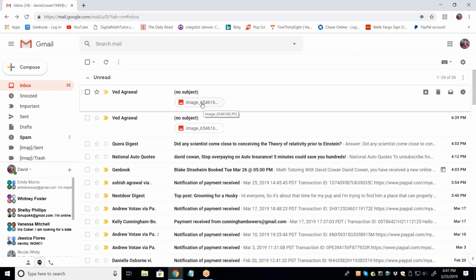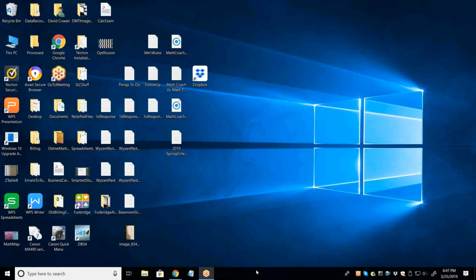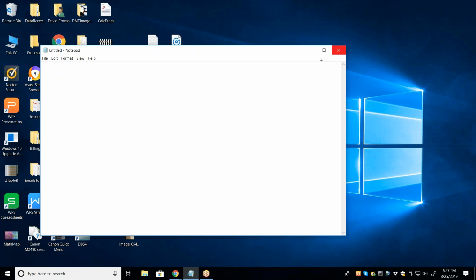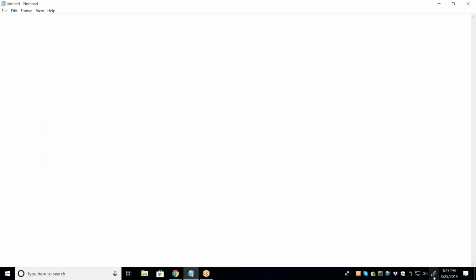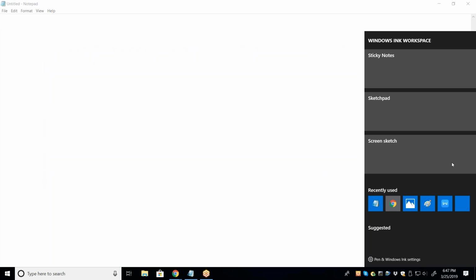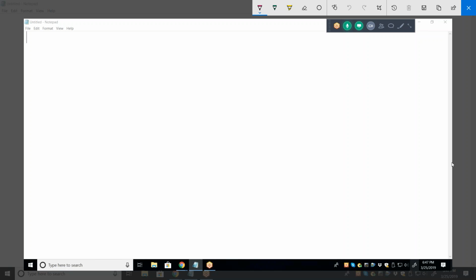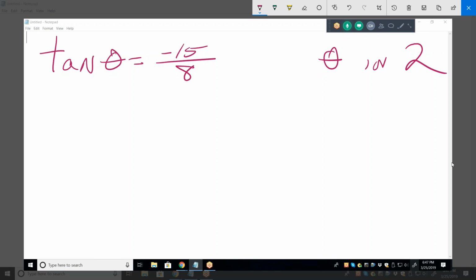Okay, now I'm just going to verbalize problems. The first one is tan of theta equals negative 15 over 8, given that theta is in quadrant 2. What do they want to know? You have to find all the trigonometric functions for each angle theta.